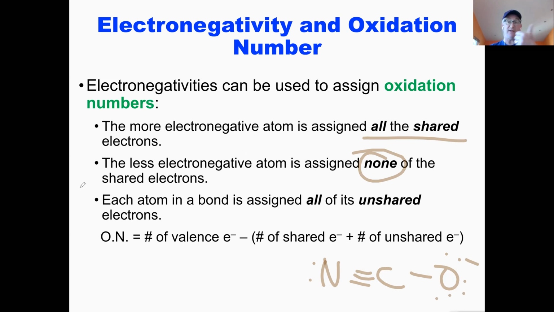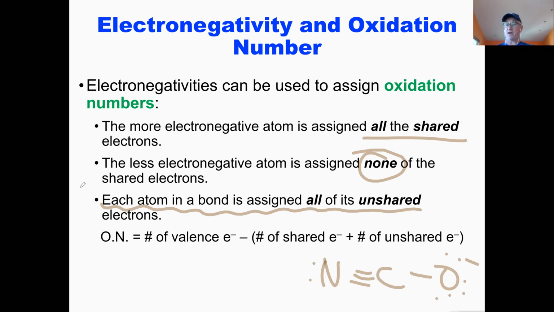So when we're dealing with formal charge, we're assuming that every atom's playing nice and they're sharing their electrons equally. Well, in the real world, that's not how it works. More electronegative atoms will share an electron with you, but it won't share it completely. It'll share some electron distribution, but it's really going to keep most of it for itself. That shared pair of electrons is going to spend a lot more time closer to oxygen than it is to carbon. And so each atom in the bond gets all of its unshared electrons. So if it's a lone pair, it gets to keep those. Those are mine, mine, mine.